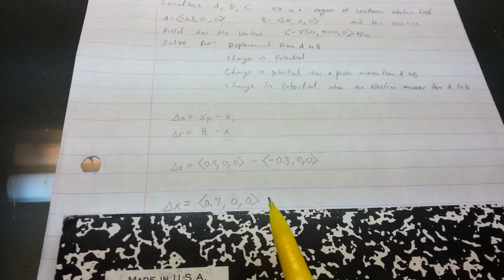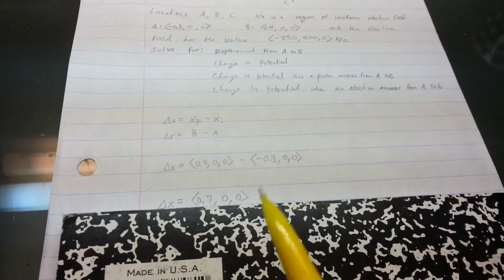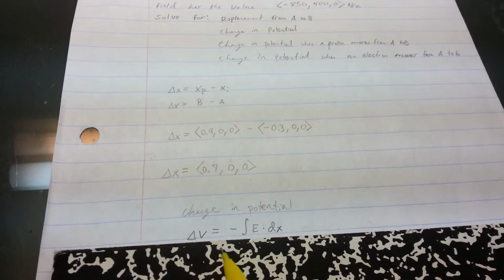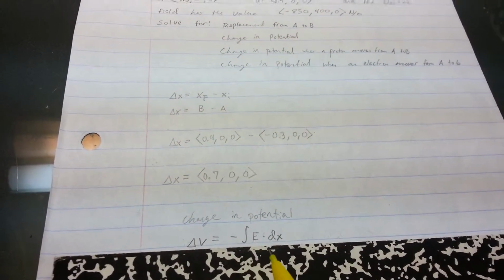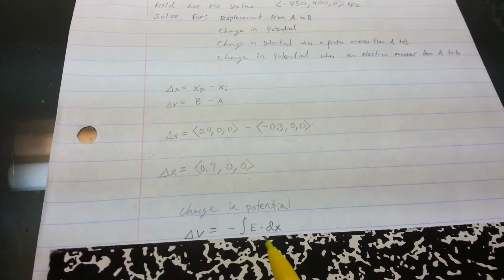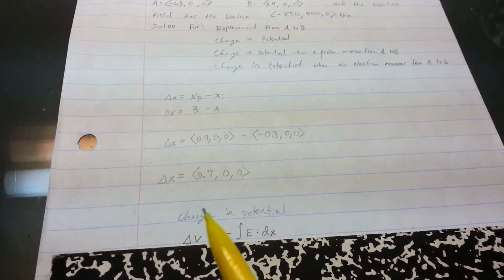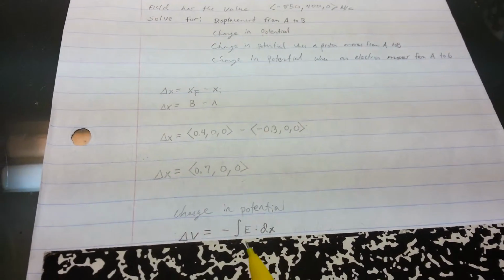Now using this, we'll be able to find the change of potential. But first, the change of potential equation is delta V equals negative the integral of the electric field times dl. I changed it to dx because it just looks cleaner. We're using x. I like the way x looks better.